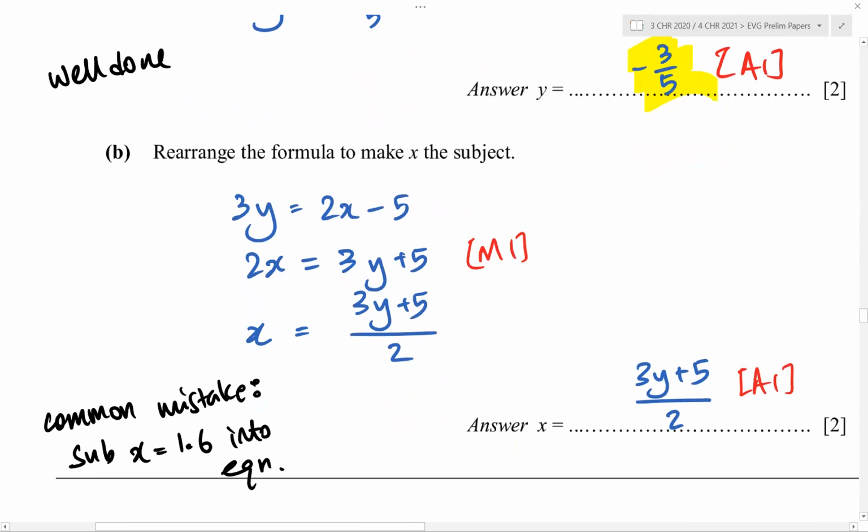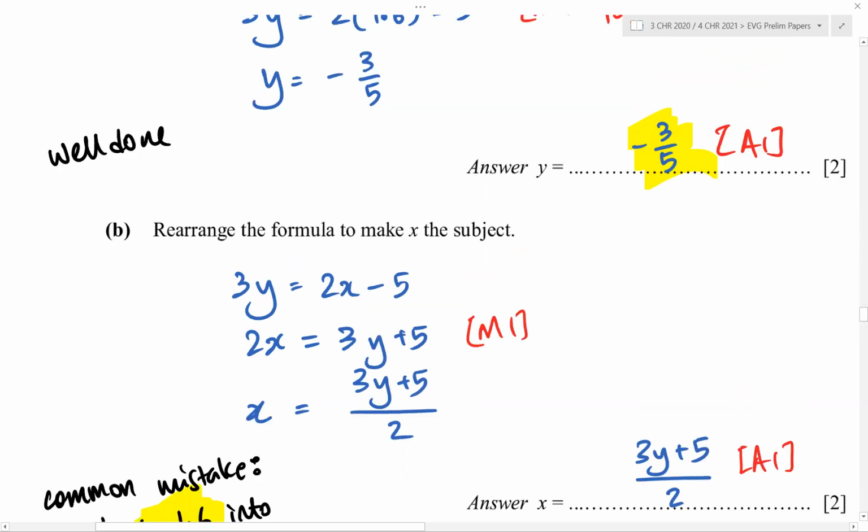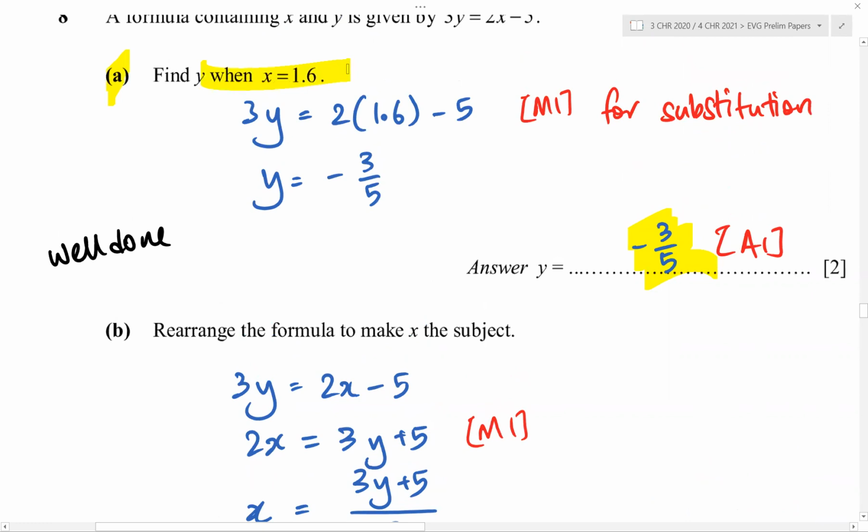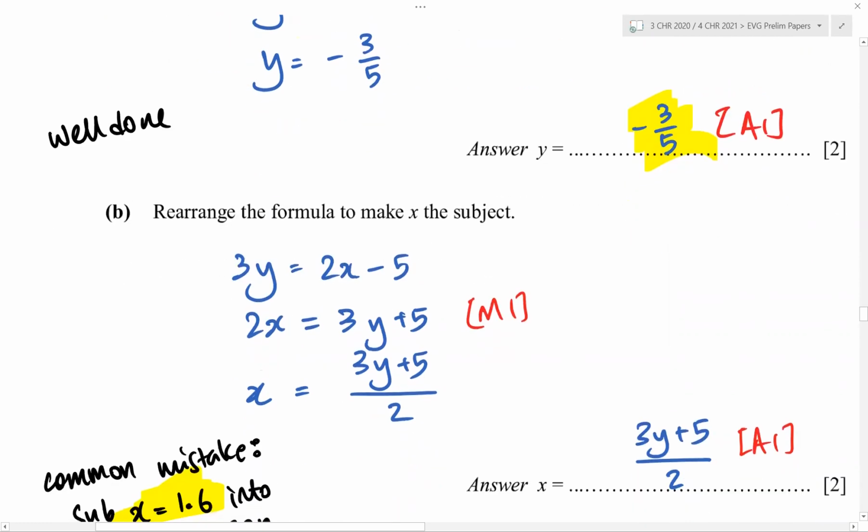I was hoping that more of you would get it correct. 1 mark for making 2x the subject. Okay, 2x equals to 3y plus 5, that is 1 mark. Then after you do the division by 2. The common mistake is substituting x equals to 1.6 into the equation. Come on, 1.6 is from part A. It's got nothing to do with part B.